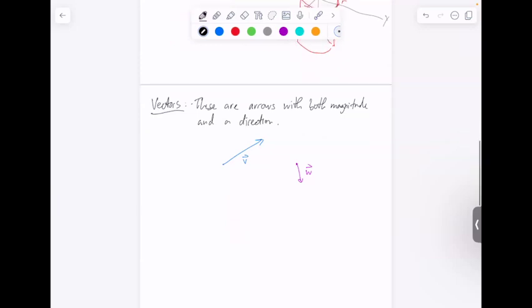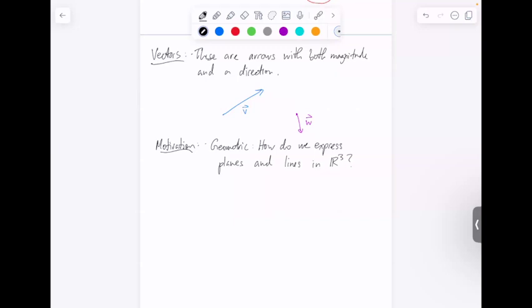Why do we care about these? There are 2 main motivations. The first is maybe geometric. How do we express planes and lines in R3, for example? And you'll see this. Let's say a tourist comes to Toronto and asks, which direction is the CN Tower? Where's the viewing platform of the CN Tower?